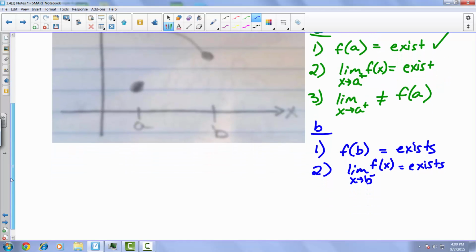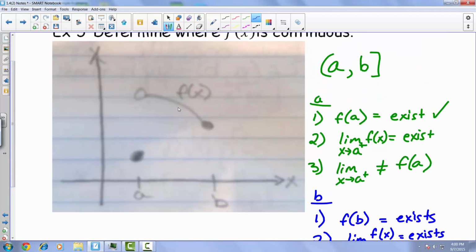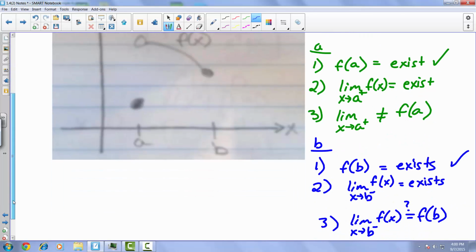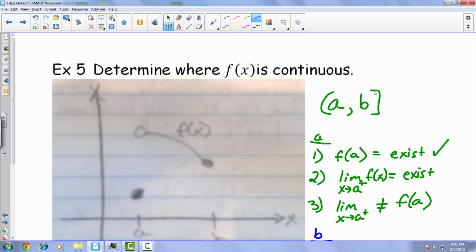Step 3, do they in fact match up? Is the limit as x approaches b from the left of our function equal to f of b? And we can see right here that the limit as you approach b from the left is equal to that point, so it does satisfy criteria 3. So it satisfied 1, 2, and 3. And as a result, because it's satisfying all 3 of these criteria, we would include b for that continuity. So we would have that bracket there. So this guy did not work out.